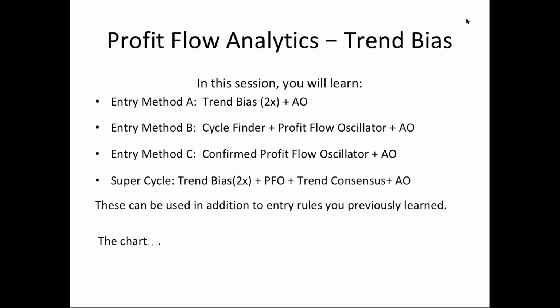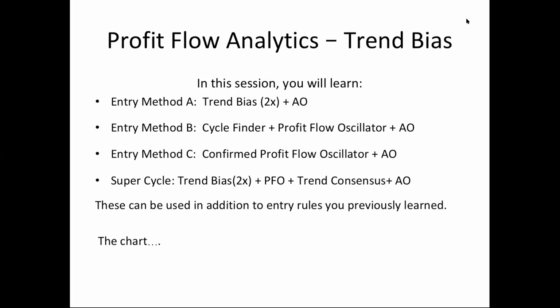A method C entry is what we refer to as a confirmed profit flow oscillator. Now this is a situation where profit flow oscillator may come on red, but you did not have a preceding red cycle finder. So in this case, you don't have anything that's telling you ahead of time that the oscillator may be coming on. So what you do in a method C entry is you wait for the profit flow oscillator to fully print. Whereas in method B, we can go as soon as that bar comes on red because we had a cycle finder ahead of it.